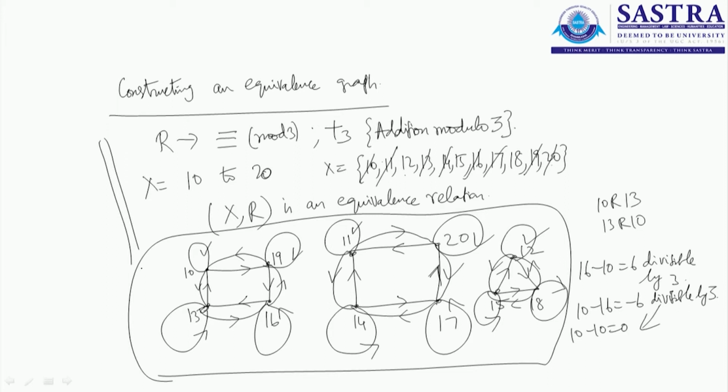Here I have taken an equivalence relation. If you have a relation, that itself is sufficient, you can just draw a graph using it. So the first one is constructing a directed graph for a given relation.